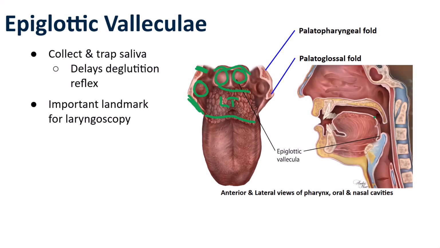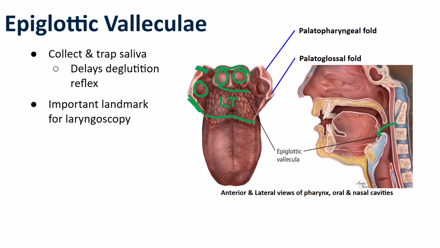If we look at this from a sagittal view, we can see that it forms a little trench, an indentation. And what happens is that those valleculae collect and trap saliva, such that the saliva doesn't trigger the deglutition or the swallowing reflex. So this buys you time so that you're not as frequently swallowing.